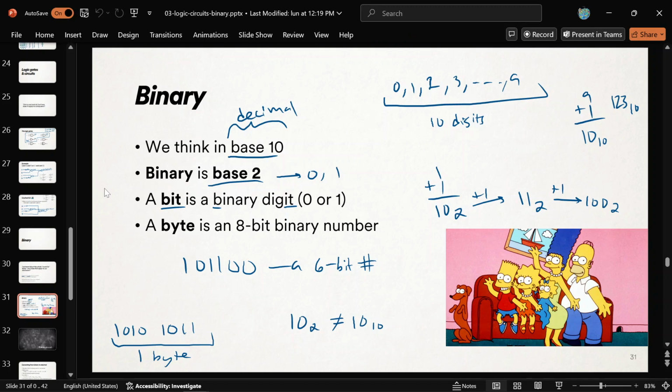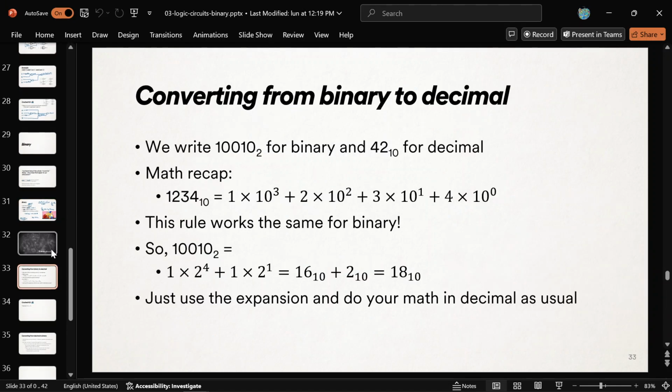They just shortened it. And then a byte is an 8-bit number. And so we got lots of ones and zeros. I have to use these subscripts to tell you which kind of base I'm talking about, because this is the number 2 in binary. This is the number 10 in decimal. So I have to say which base I'm talking about, because 10 in binary is not 10 in decimal. Okay? So let's talk about how to convert.